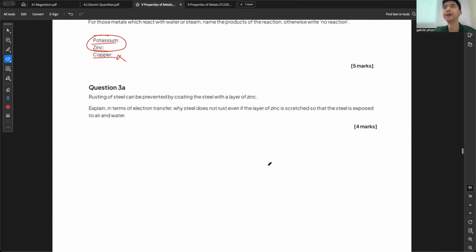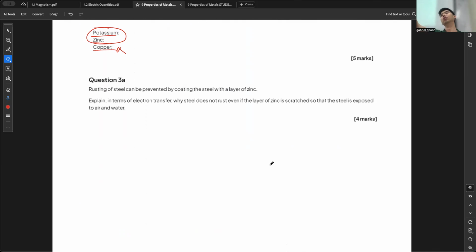Okay, then this part here. How do I write this answer? How come rusting of steel can be prevented by putting a layer of zinc? And explain in terms of electron transfer. Okay, zinc will galvanize the steel. How come zinc will galvanize the steel? Why don't we use copper to galvanize the steel?